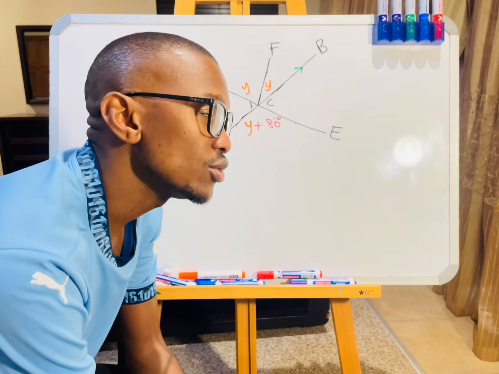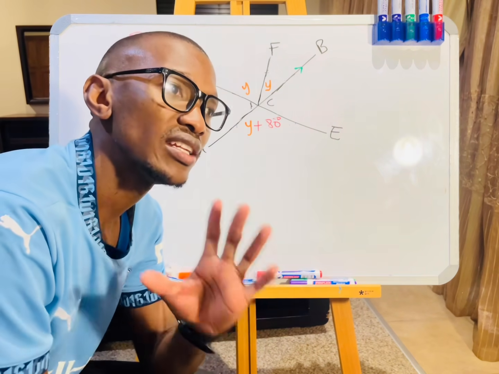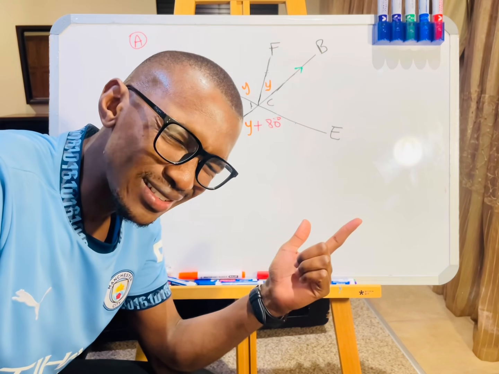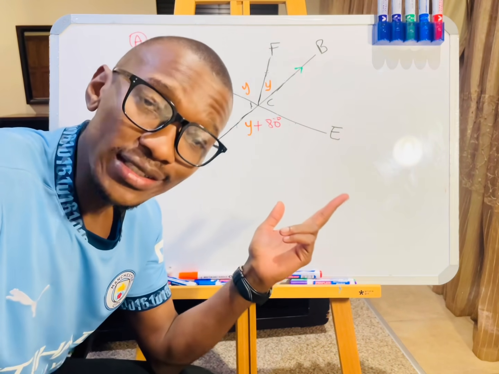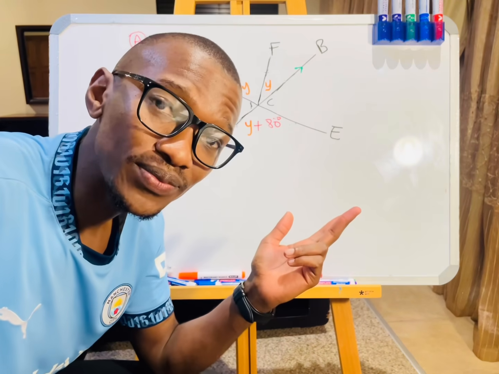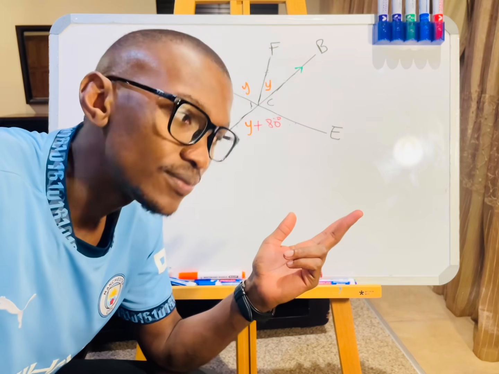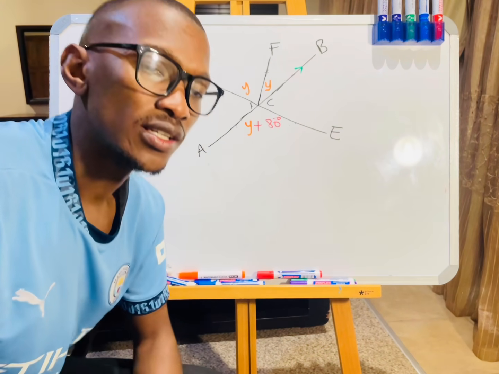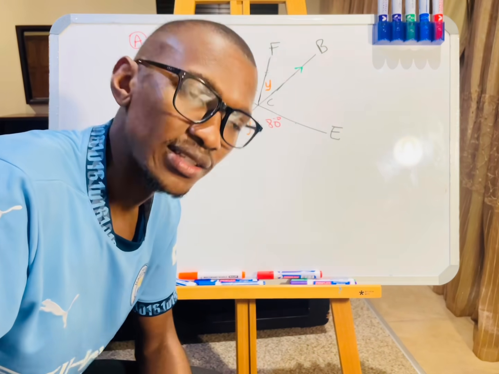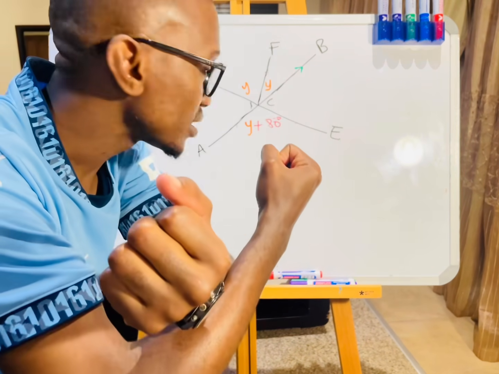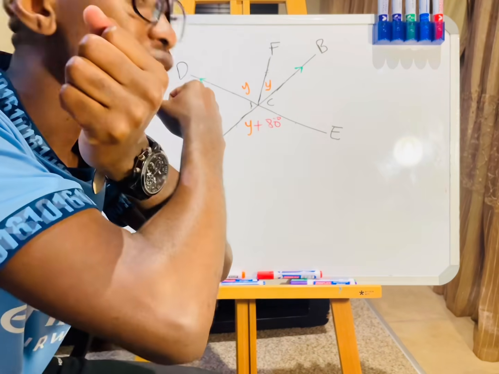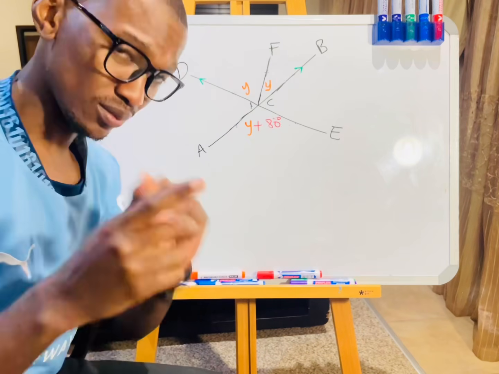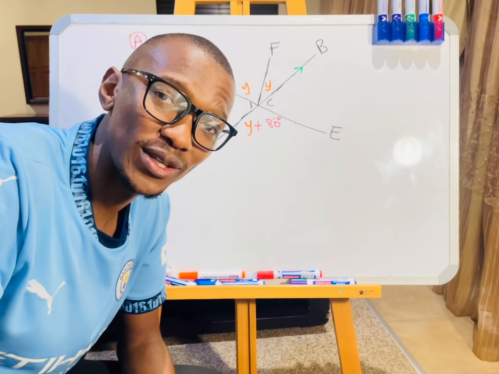One thing you should know is that whenever lines are parallel, corresponding angles are equal, alternate angles are equal, interior angles are supplementary, meaning they add up to 180 degrees. And the last part is that vertical opposite angles are also equal. This sign represents the vertical opposite angles, meaning the angle at the top equals the angle at the bottom, the angle on the right equals the angle on the left. Always keep that in mind.